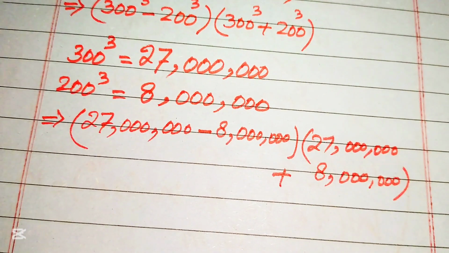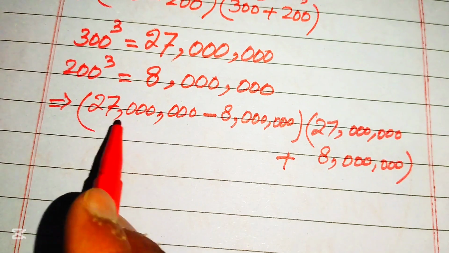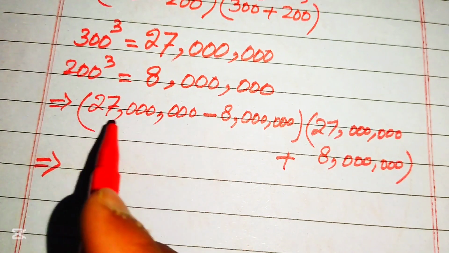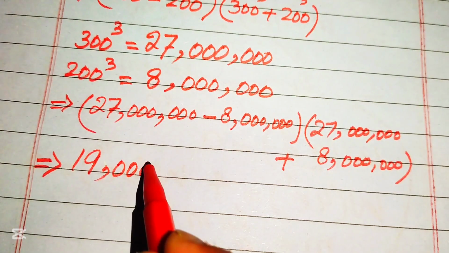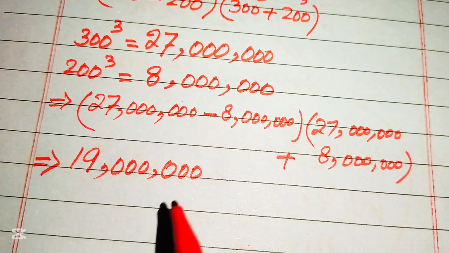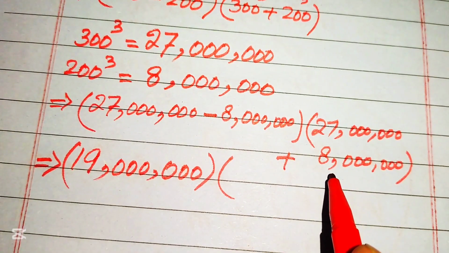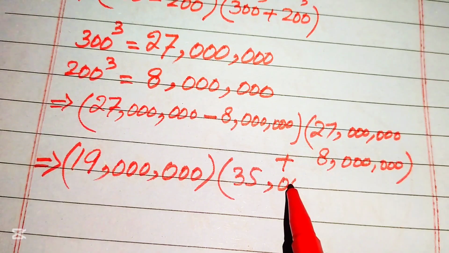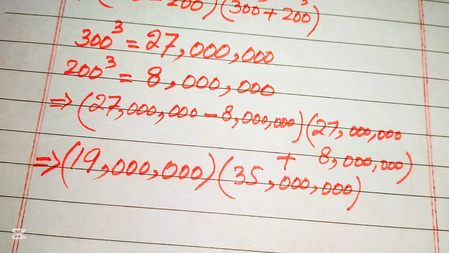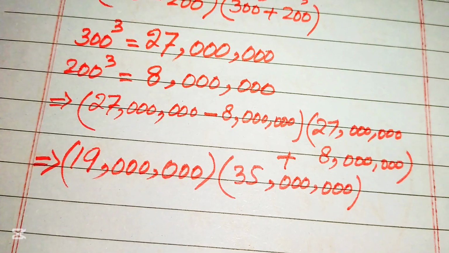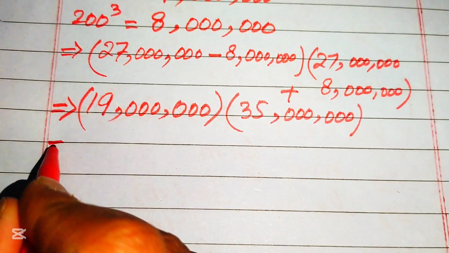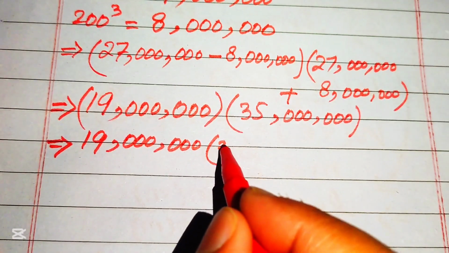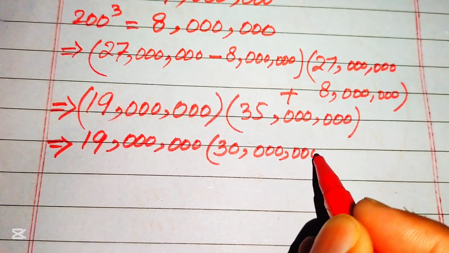Now in the next step we need more simplification. First we subtract these two values and add these two values. When we subtract 27 minus 8, it equals 19, and with the 6 zeros it becomes 19 million. It is multiplied by the sum, and 27 plus 8 equals 35, so it will be written as 35 million. Now we multiply these two. We first rewrite this as 19 million times 30 million plus 5 million.